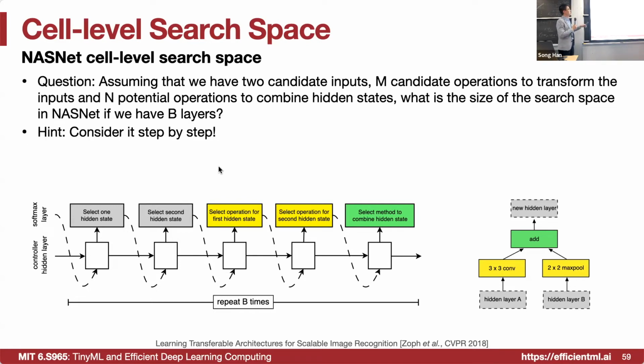So the question is, assuming we have 2 candidate inputs, and then we have m candidate transformations for each state, and we have n potential methods to combine these 2 states. What is the total number of search possibilities if we have B such layers?